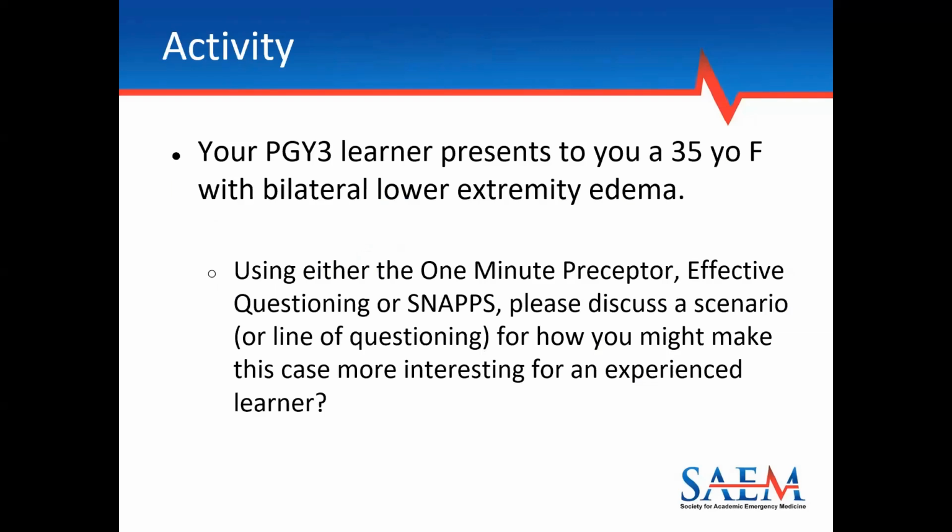Your PGY3 presents you a case of a 35-year-old with bilateral lower extremity edema. This case might be pretty simple for this level of learner. However, using some of the skills we just discussed, there are ways to make this case have some opportunities for learning. So using one of the techniques we just discussed, 1-minute preceptor, effective questioning, or SNAPS, please discuss a scenario or line of questioning for how you might make this case more interesting for this high-level learner.